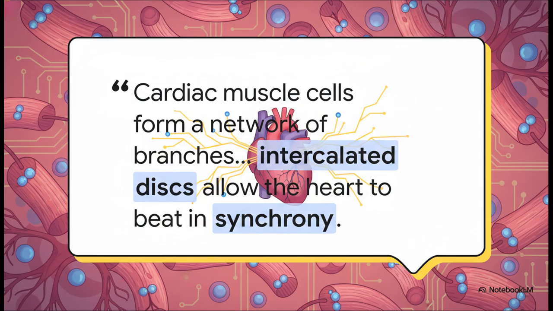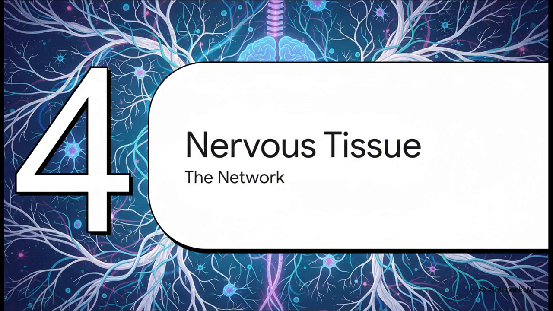Now, cardiac muscle has a secret weapon. It's these things called intercalated discs. These are specialized junctions that basically hardwire all the heart cells together. They act like tiny communication channels, letting the electrical signal to beat pass from one cell to the next almost instantly. This is what ensures that every single cell in your heart contracts at the exact same time, creating one powerful, unified pump.